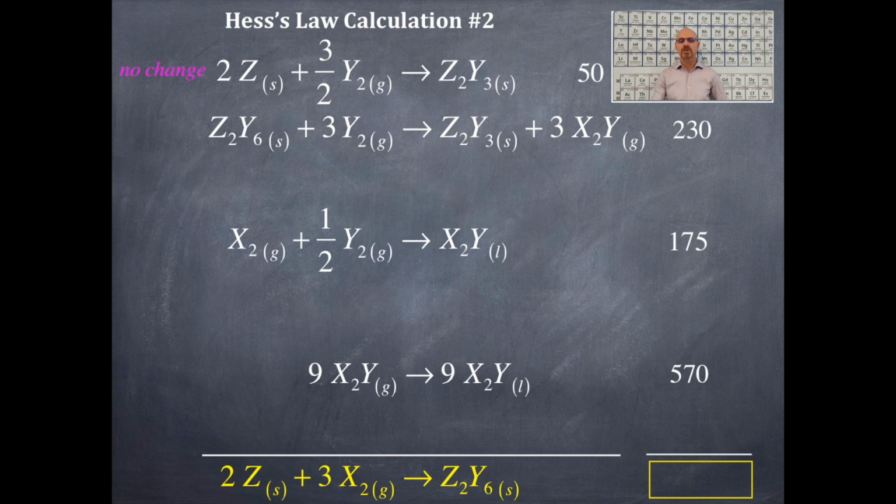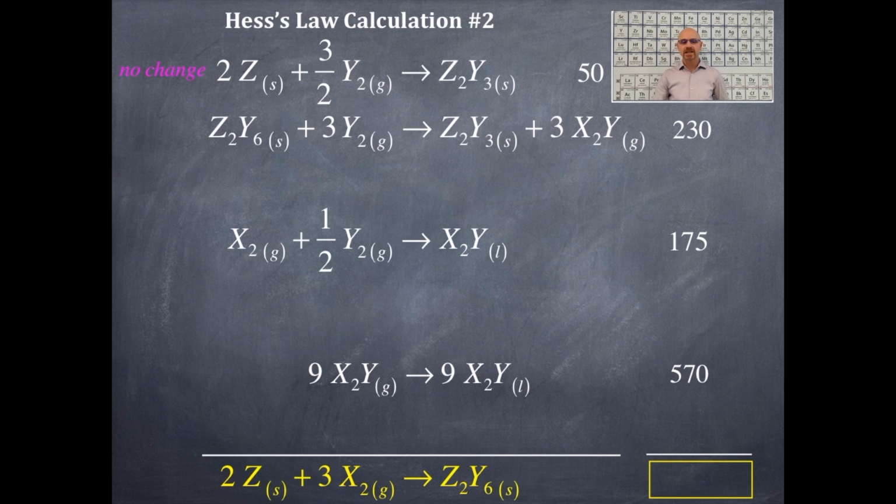The next thing we're going to be looking for is the X2, X subscript 2, in the gaseous state, and you're going to have to find out what reaction that is in. Then the next thing we're going to do is look at Z2Y6, that's a solid, and figure out where that is. Now I want you to look at the Z2Y6 that's a solid. It's in the yellow equation, it's on the product side and it has a stoichiometric coefficient of 1.